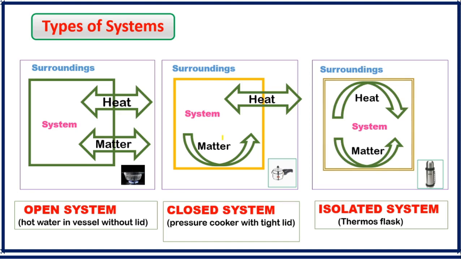And the third type is the isolated system. In an isolated system, neither heat nor matter can be exchanged between the system and surroundings. That means if the walls of a particular system are made of insulating walls, then what happens?